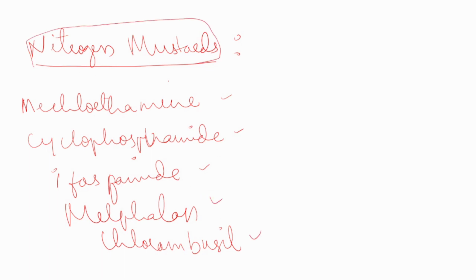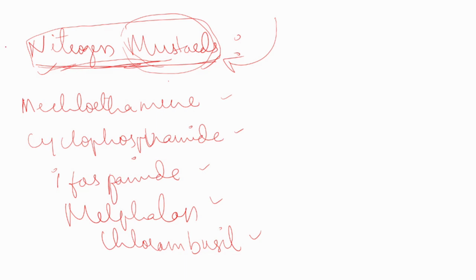Now let me tell you some important points about nitrogen mustards. There is nothing to do with mustard seeds. Mustard seeds and nitrogen mustards have no relation. Mustard oil and mustard seeds are used as a carminative in Indian kitchens, so there is nothing to do with these mustards and nitrogen. They are simply named nitrogen mustards. Don't think that nitrogen mustards are obtained from mustard seeds. That is wrong.